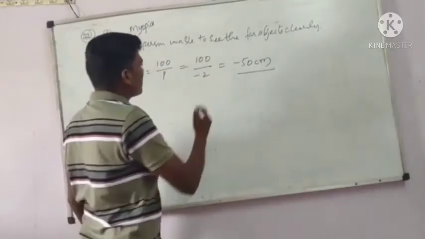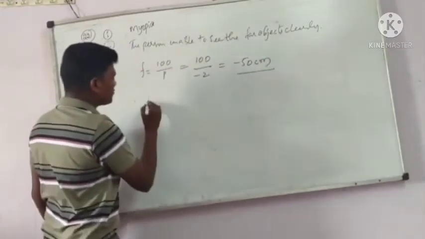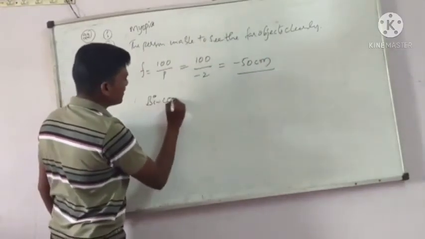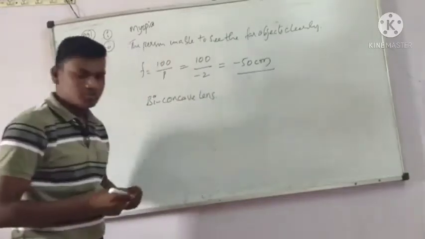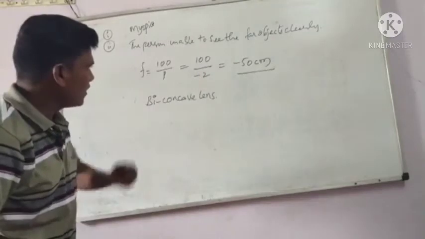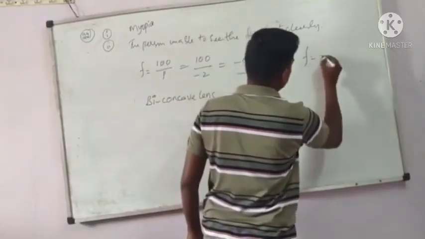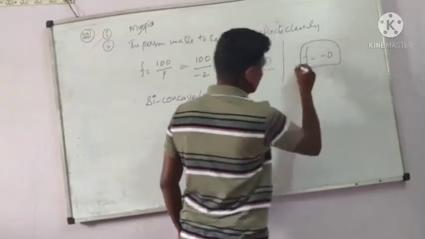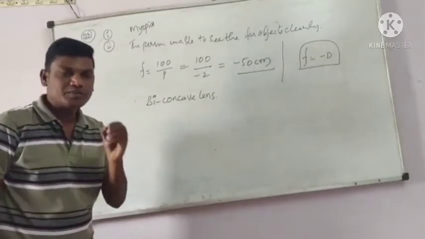And what type of lenses are we using? To correct this one we are using the biconcave lens. So we are observing that, actually, we know the formula clearly: F is equal to minus D. This is the formula of focal length of a myopia.